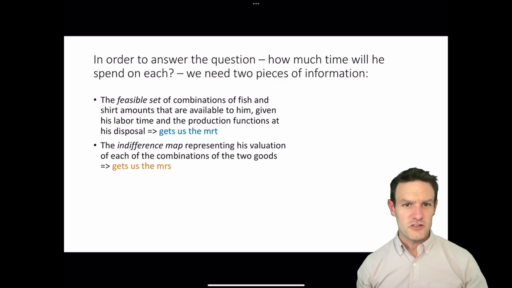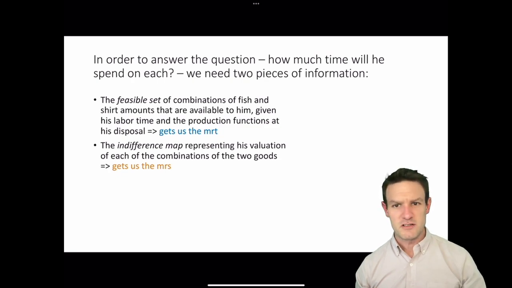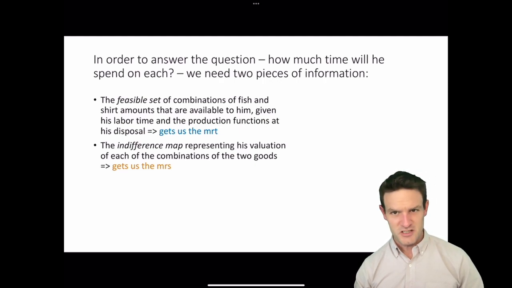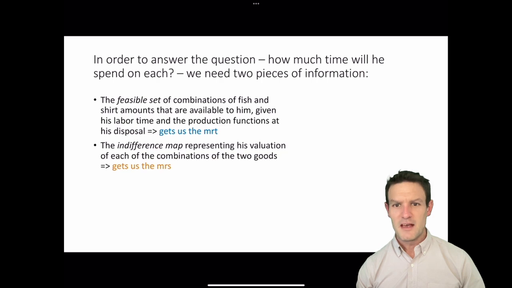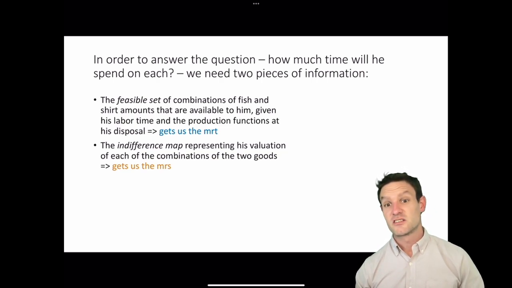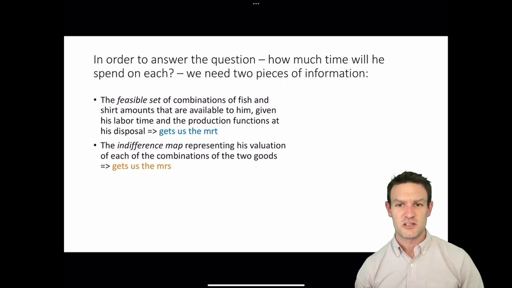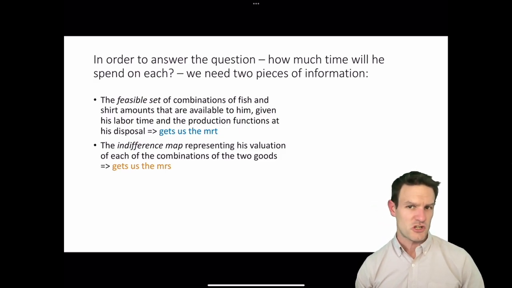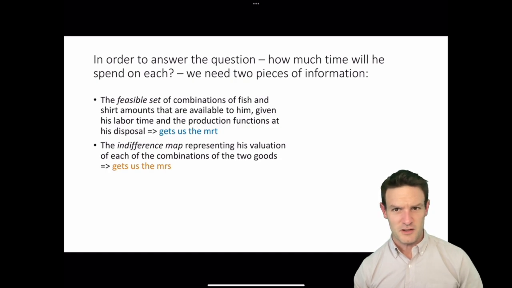Okay. Now, the indifference map is going to represent his valuation of each of the combinations of the two goods. That's going to get us the marginal rate of substitution. Now, we've already looked at different ways of finding the indifference curves in Chapter 3, so we are going to look at this at another point in the textbook, but this video is only going to be dealing with the derivation of the production possibilities frontier. But the indifference curves, what would they give us? They would give us the marginal rate of substitution, and when Alex maximizes his utility, subject to the constraint of his production possibilities frontier, he would set the marginal rate of substitution from his indifference curves equal to the marginal rate of transformation from his production possibilities frontier.